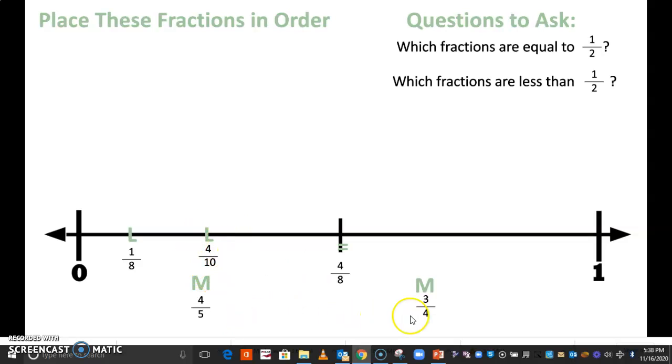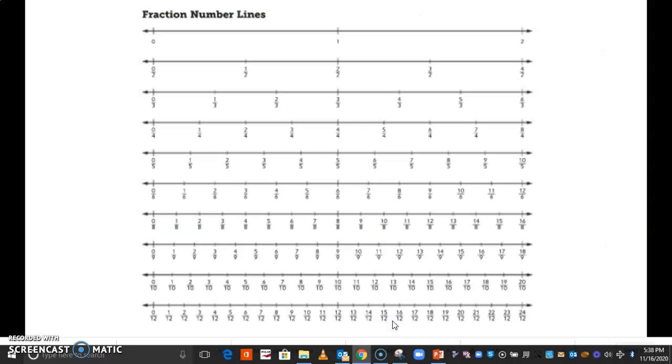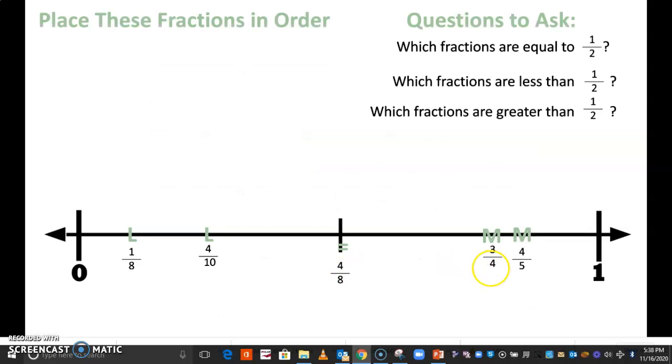That just leaves us with the 2 more thans. Let's check our number line, because we know those are the 2 greater than or more thans. 4/5, 3/4, very close, but 3/4 is a little bit more than 4/5. Okay? So both of them are more than a half, but 3/4 is going to come before the 4/5. Right? And there they are in order.